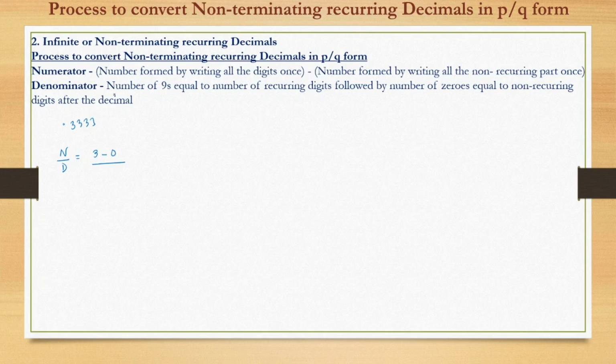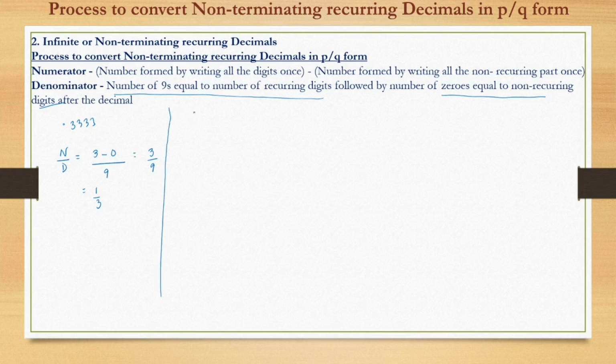What is the denominator? Number of nines equal to the number of recurring digits. How many recurring digits are there? Only one recurring digit, that is 3. So we will write 9, followed by number of zeros equal to non-recurring digits after decimal. Do we have any non-recurring digits after decimal? After decimal we have only 3, and that is recurring. So no 0. So it becomes 3 by 9, which is the same as 1 by 3, which we had got previously through the conventional approach.